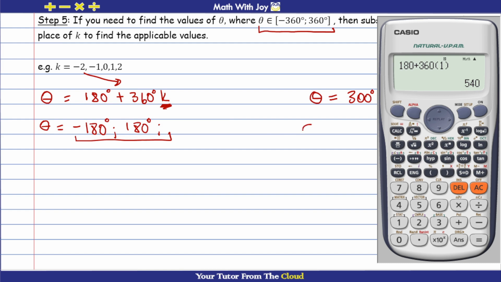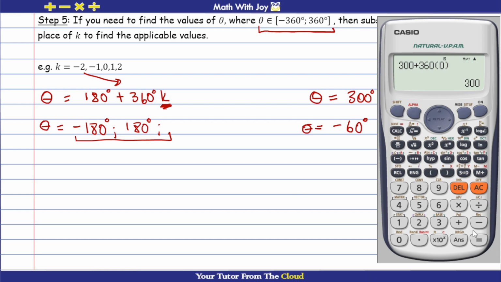Now we are going to do the same thing for this formula over here. So for this formula, we need to retype 300 plus 360 degrees, and then in brackets we're going to substitute firstly minus 2, and let's see, minus 2 gives us negative 420, which is out of range. It's just too negative, so we can't take this one. And then we can substitute minus 1 and we get negative 60. So negative 60 is within range, so we put that one down.